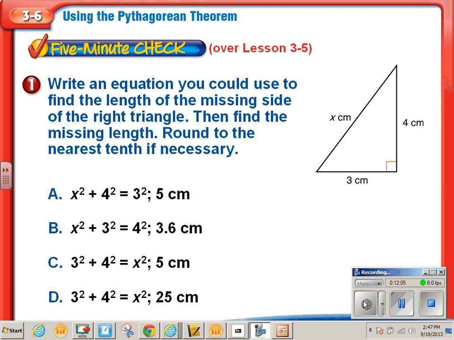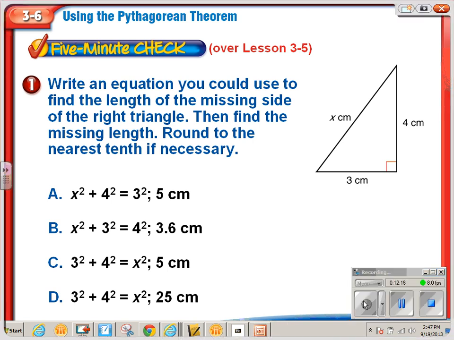It says write an equation you could use to find the length of the missing side of the right triangle, then find the missing length, round to the nearest tenth if necessary. So I'm going to go through this example with you, and then for the next couple of examples you can just work those through on your own. So let's remember the formula, and then I want to label the triangle.